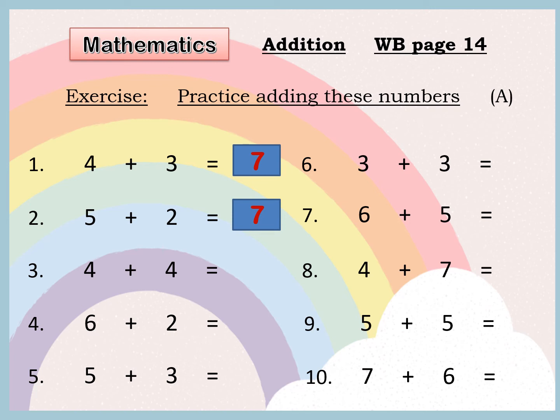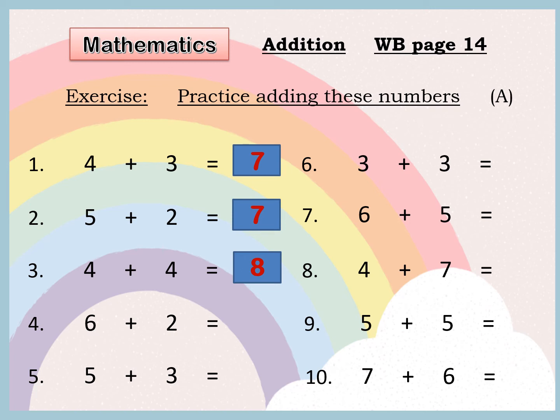Let's proceed to number 3. We have 4 plus 4. Now kids, count 4 fingers on your left hand. On your right hand, count another 4 fingers. So 4 and 4. Now we are going to count or add these numbers together. Ready? Go. 1, 2, 3, 4, 5, 6, 7, 8. So 4 plus 4 is equals 8. Good job. Now we have 6 plus 2.